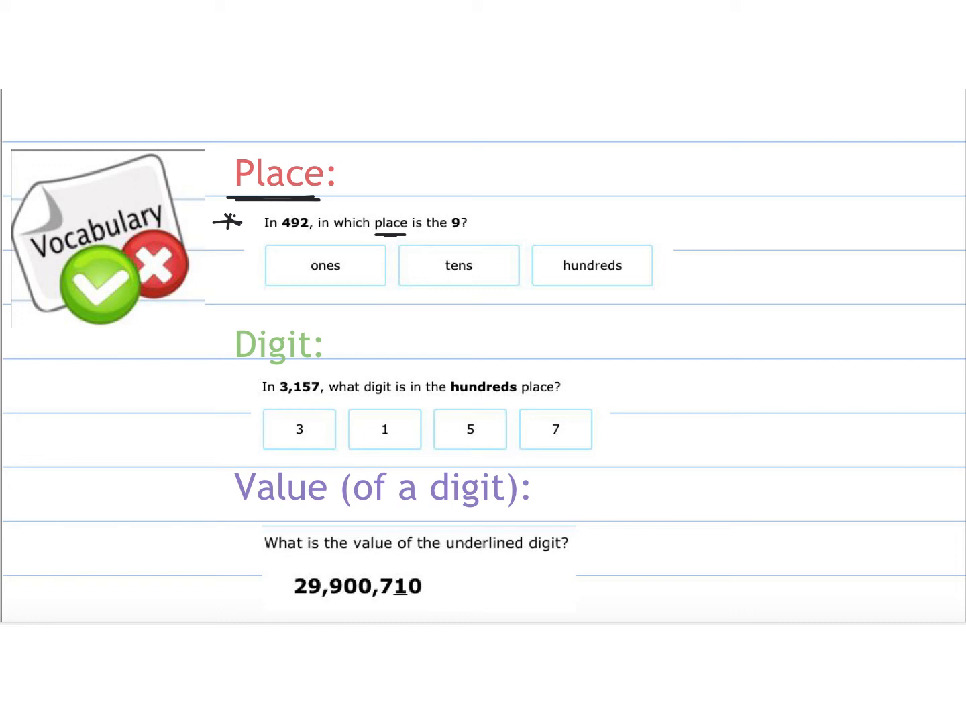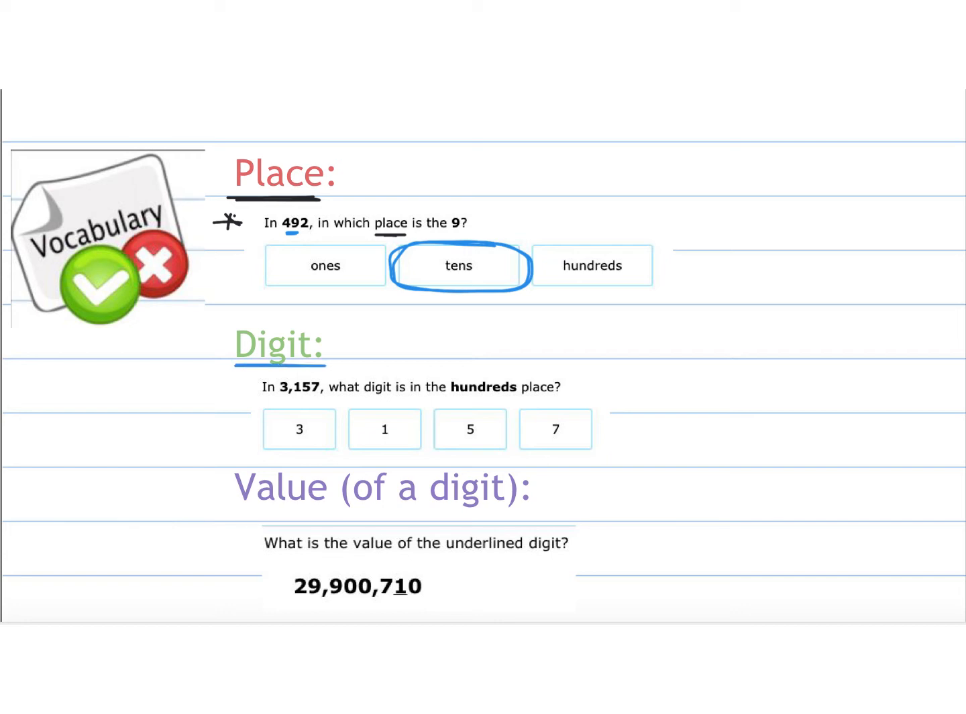So we know that there's no decimal, so we know that the 2 is the ones place, which means the 9 is in the tens place. So we would say that the 9 is in the tens place. So that's what place is: the word form of where the number is.